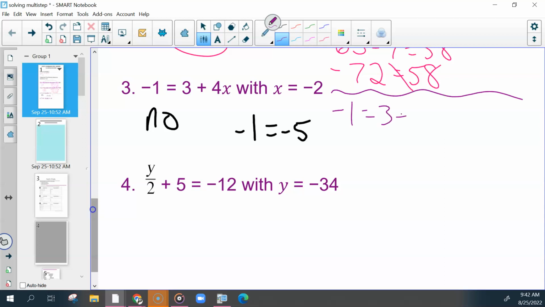-1 equals 3 plus 4. Anytime you have negatives or you are putting numbers in, it's good practice to put those numbers in parentheses. And then we would use our order of operation. So multiply these first. And instead of putting a plus minus, we put minus. 3 minus 8 would give us -5. And this is not a true statement, so this would not be a solution.